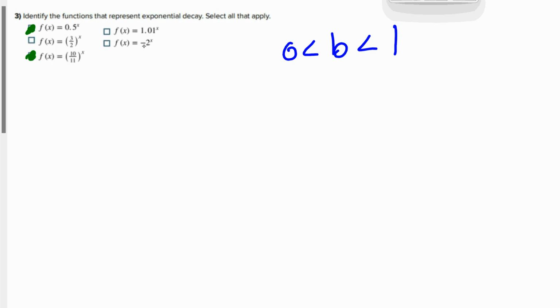1.01, even though it's barely more than 1, it is more than 1, so it's going to grow. And this negative just flips it and makes it look like this, right? So it's not a decay, because it is not between that base. It's not between 0 and 1. That base is 2.